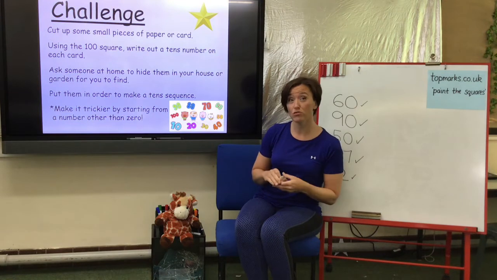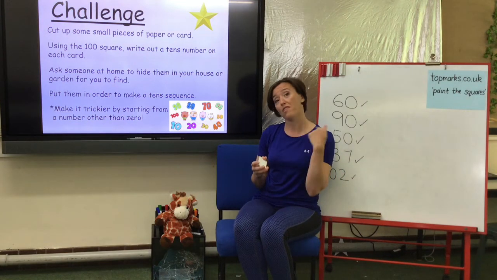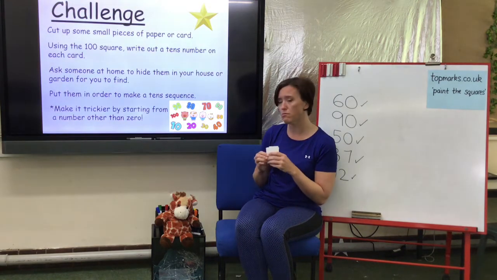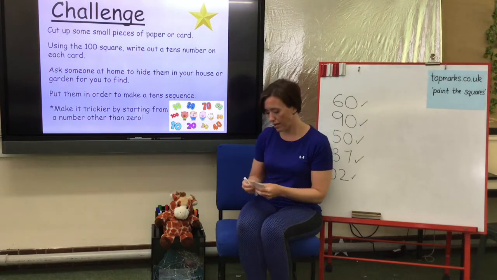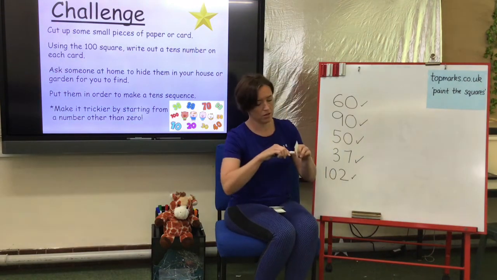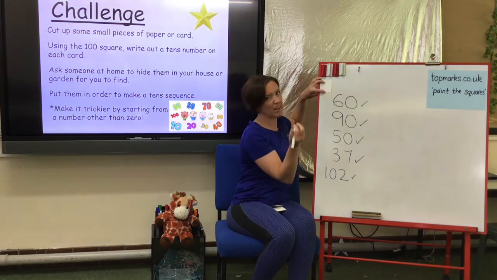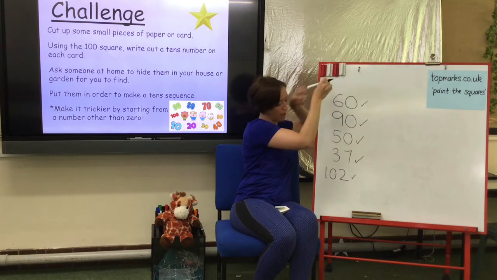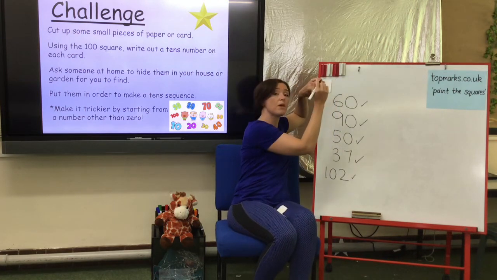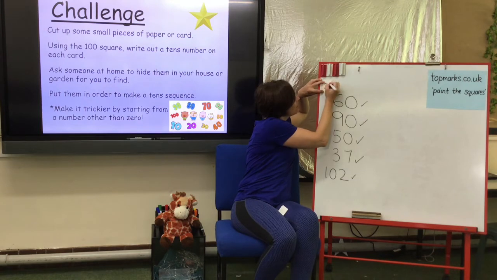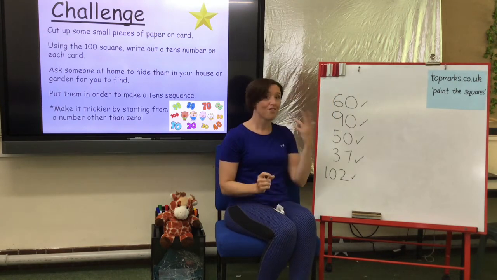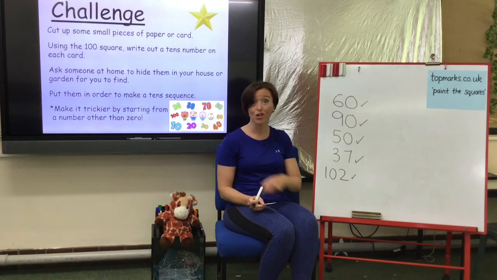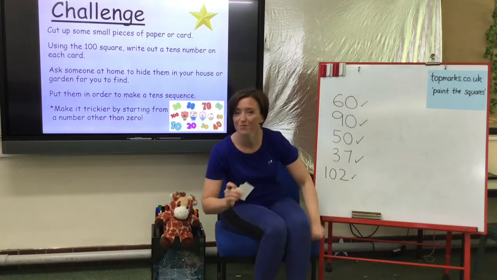Then, I said using 100 square if you need to, so if you want to find that 100 square and have a little look at the tens numbers, write out a tens number on each card. Okay, so if I was starting from the beginning, which would make most sense, my first number would be 10. Okay, so that's one card done. My next number would be 20. Well done. My next number would be 30, and so on. So you're going to write them all out until you get to at least 100. Of course, you can go on even further if you can, that's fab.